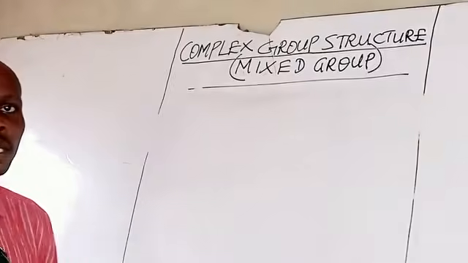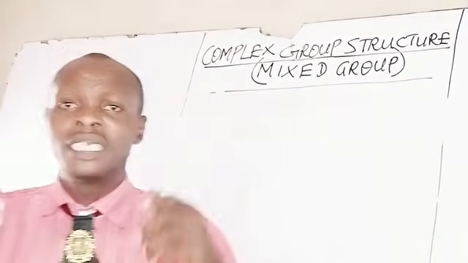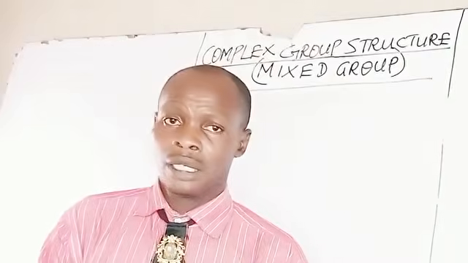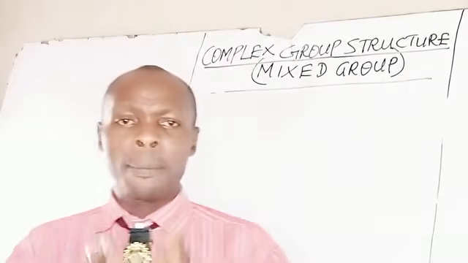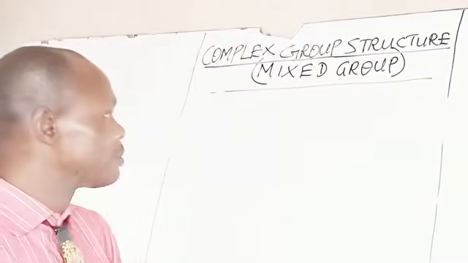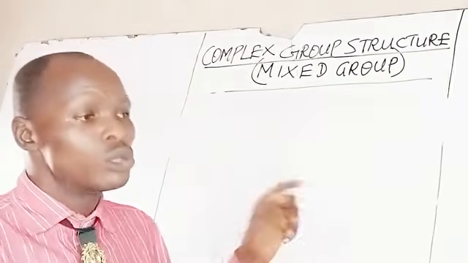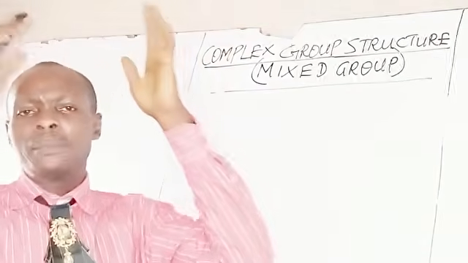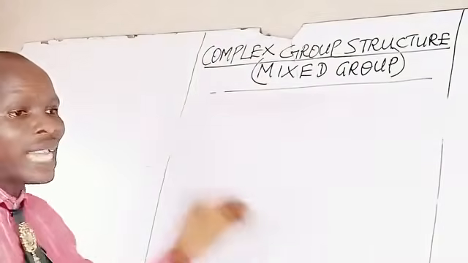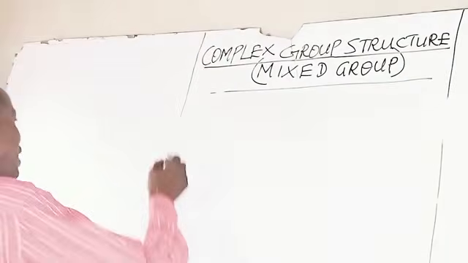Mixed group is a form of group in which the parent company has both direct and indirect investment in another company. In other words, a mixed group structure is where the ultimate parent and subsidiary have an interest in another entity.